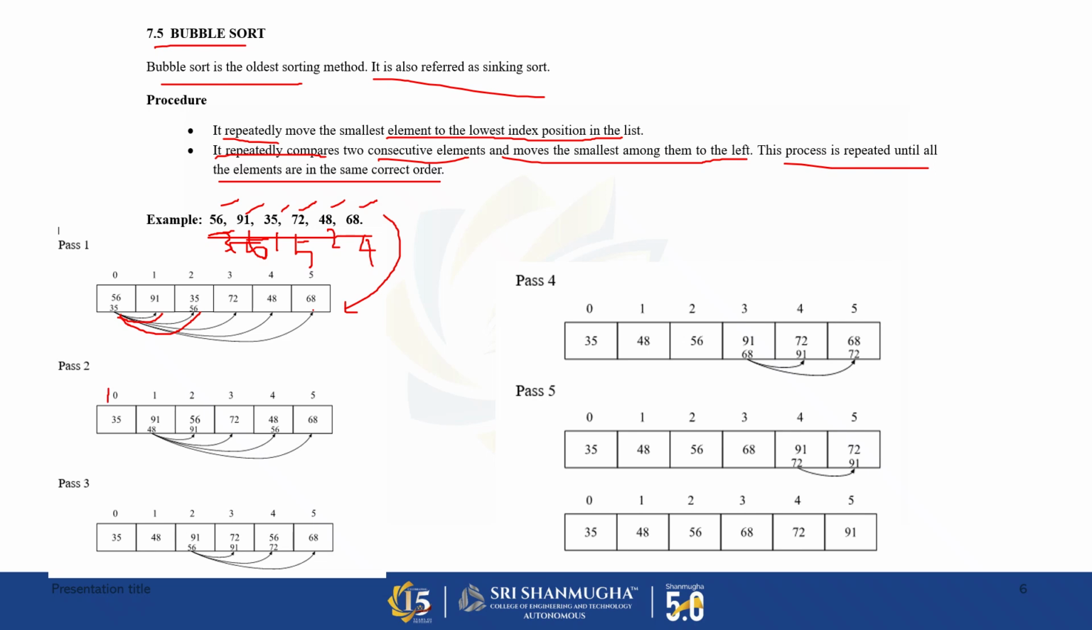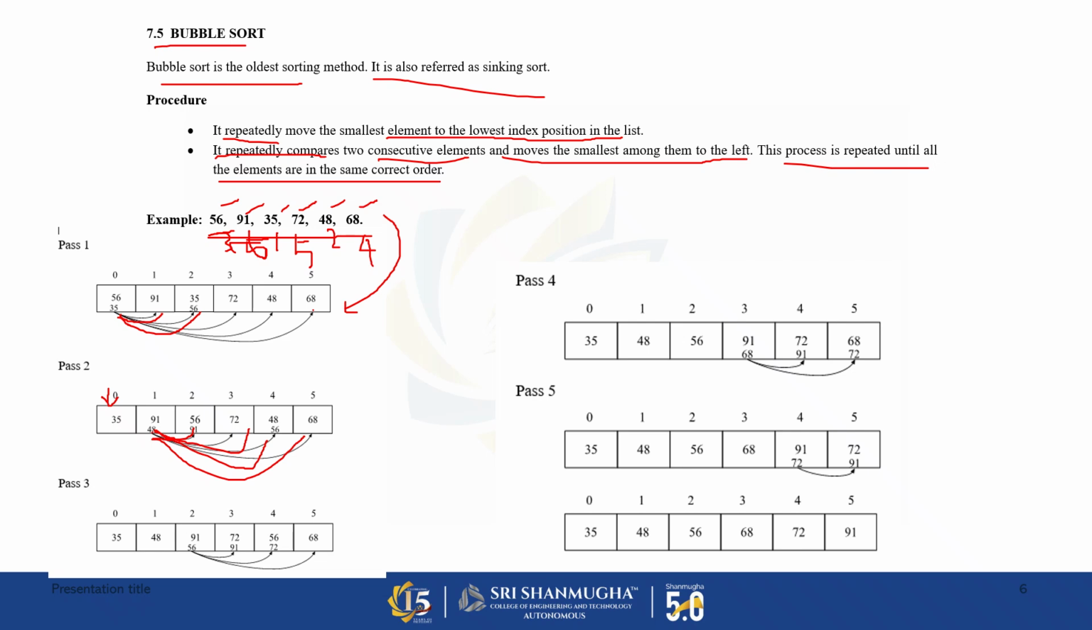So in the first phase, we have to put 35 here. Next, we have to move on to the second stage. The second number, 91, is compared with the second stage. It is compared to find which one is smallest, and which one is the second smallest. 56, 48 is the second smallest.